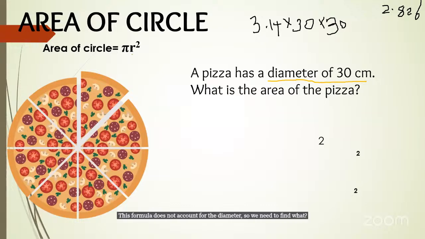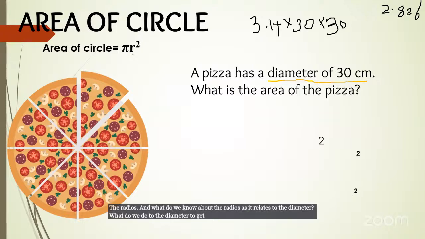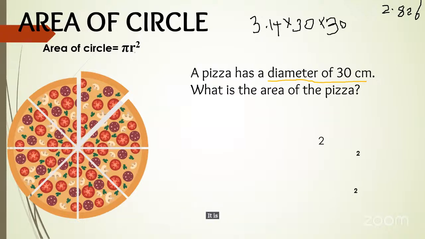The radius. And what do we know about the radius as it relates to the diameter? What do we do to the diameter to get the radius? Half of the diameter. No, I don't want to sound like an audition for all together sing, like a chorus. One person. Miss, you're going to divide the diameter by 2 to get the radius.